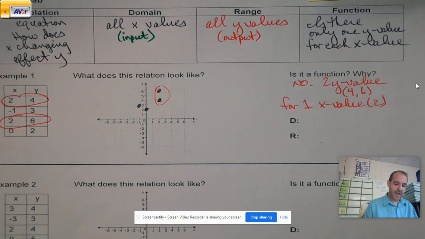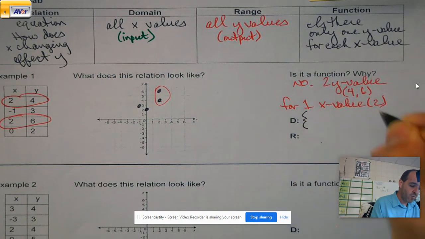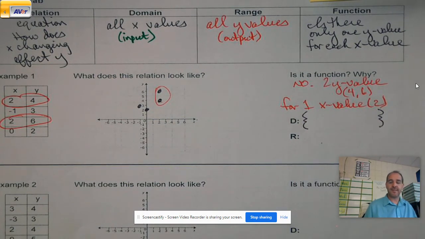Our domain and range. Now, this also is different. This is not a line. This is not a curve or anything like that. These are 4 individual points. So when I go to write my domain and range, we're going to use what we call braces, okay?